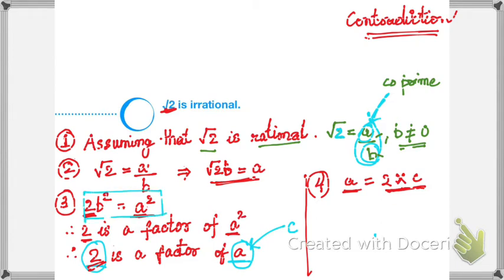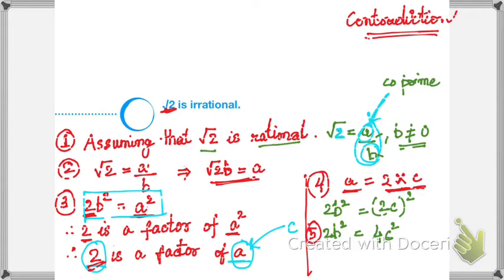Okay, so how will you write it down now? You can write it as 2b square is equals to 2c whole square, that will give you 4c square. That means 2b square will give you 4c square. This is step number 5.